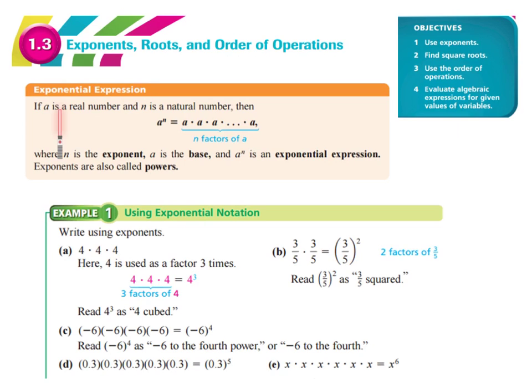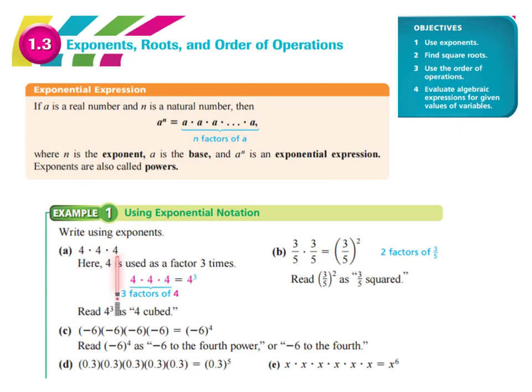Starting off here, again looking at how we use exponents. So a to the nth power, that's how we write it because we have n factors of a. We call n the exponent, a is the base, the whole a to the nth is an exponential expression. Exponents can also be referred to as powers. So looking at the bottom here, we've got a few different examples.